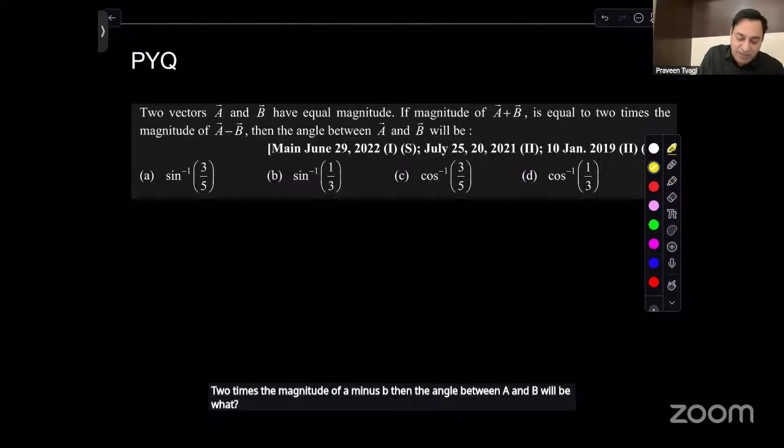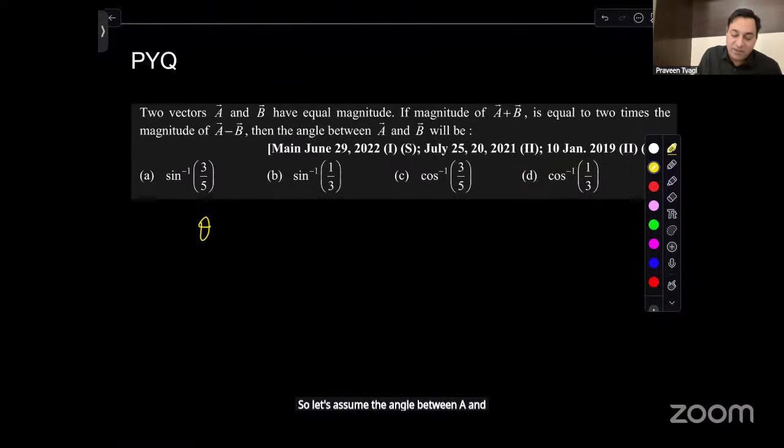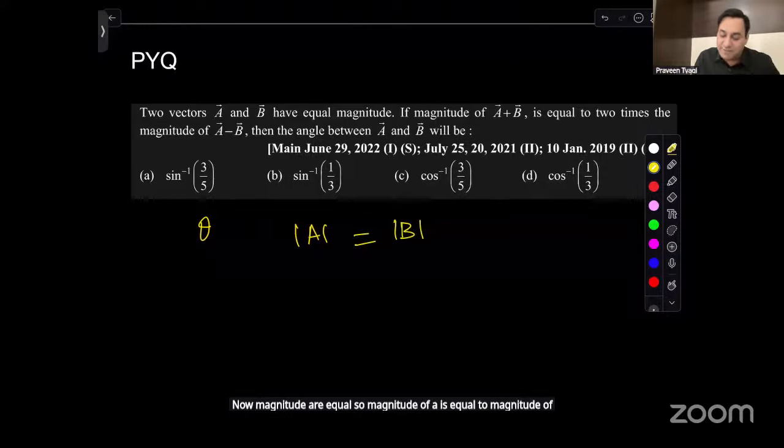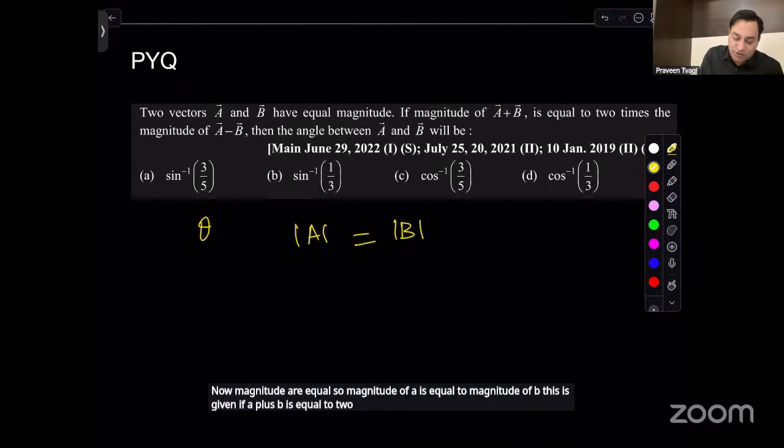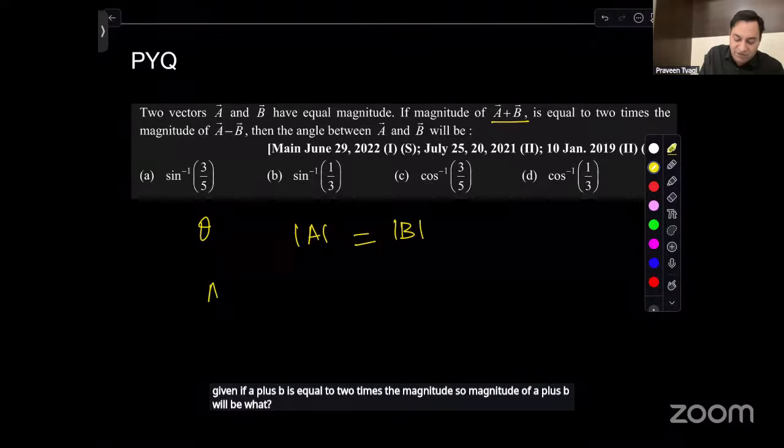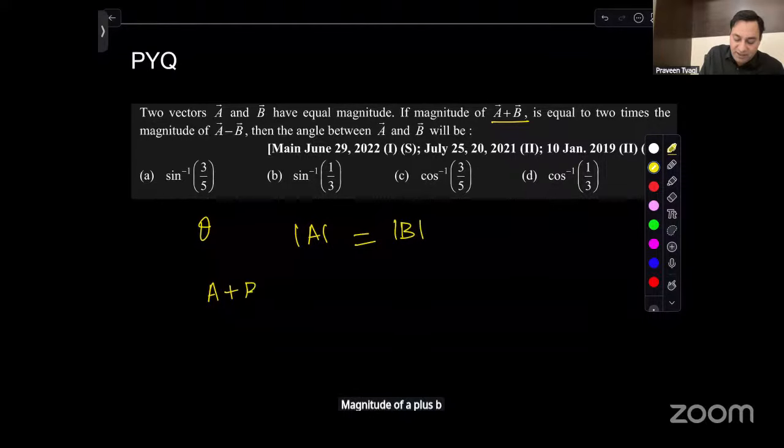So let's assume the angle between A and B is theta. Now the magnitudes are equal, so magnitude of A is equal to magnitude of B. This is given. If magnitude of A plus B is equal to 2 times the magnitude, so magnitude of A plus B, A plus B vector will be what?